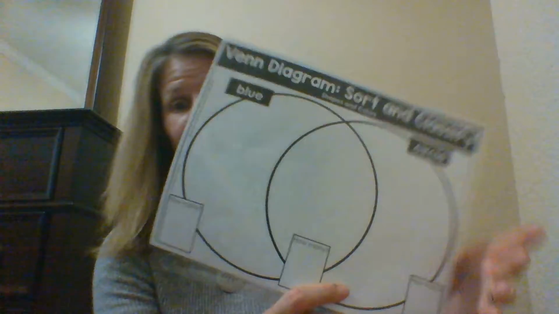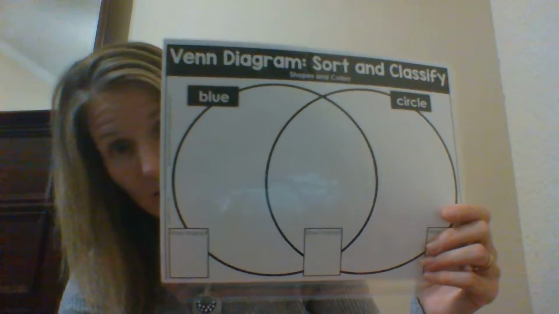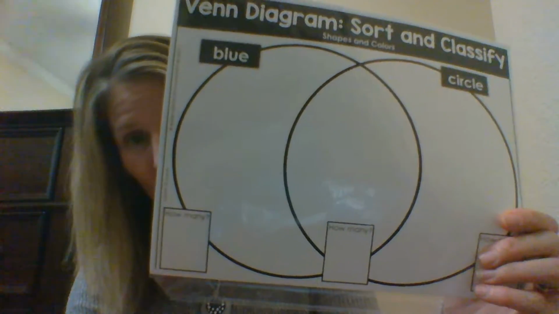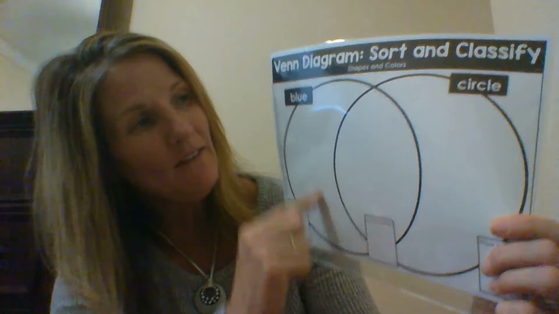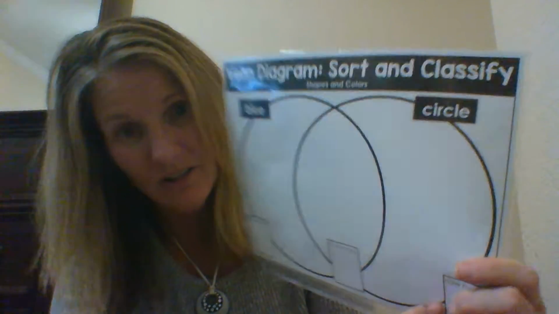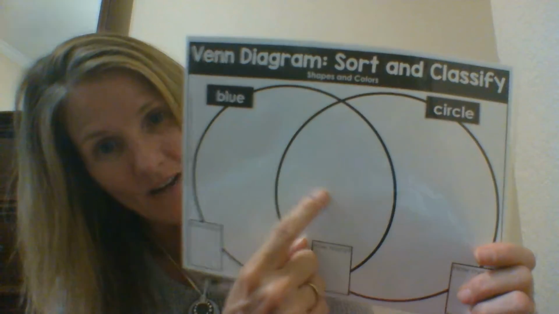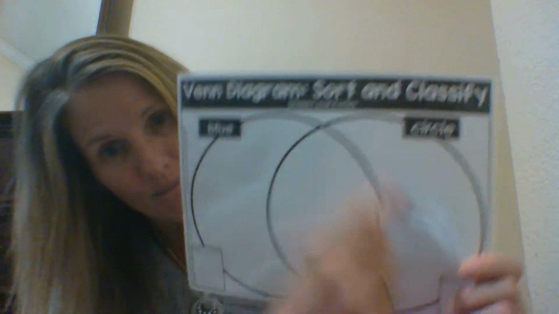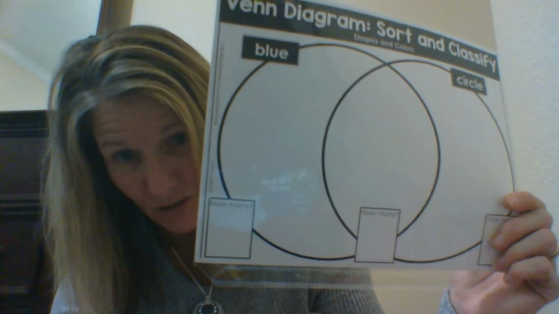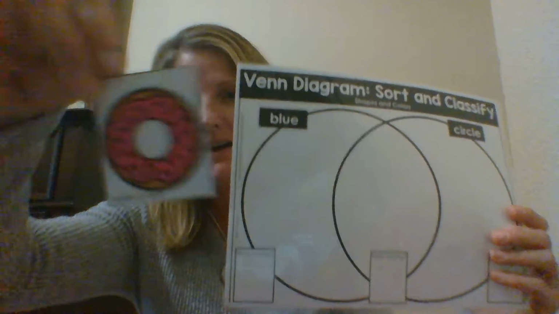We're going to put things that are both blue and a circle. Okay, so I'm randomly going to pick, and you're going to karate chop or karate kick, whatever you want to do. This side if it's just blue, this side if it's just a circle, and you're going to karate chop or karate kick the middle if it's both blue and a circle. Okay, let's see. How about this one?